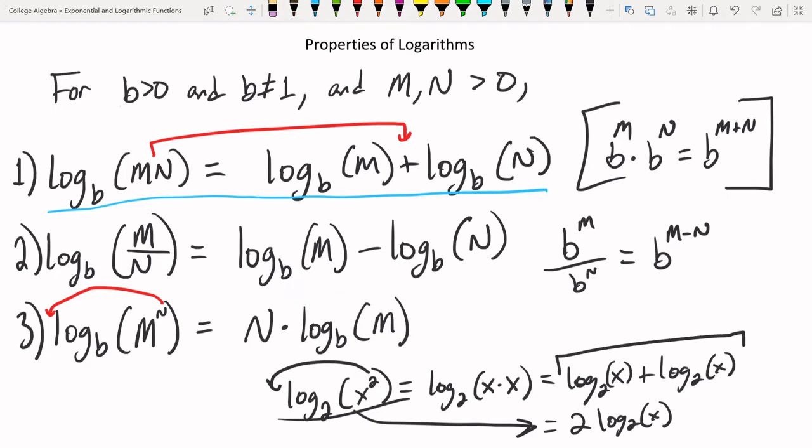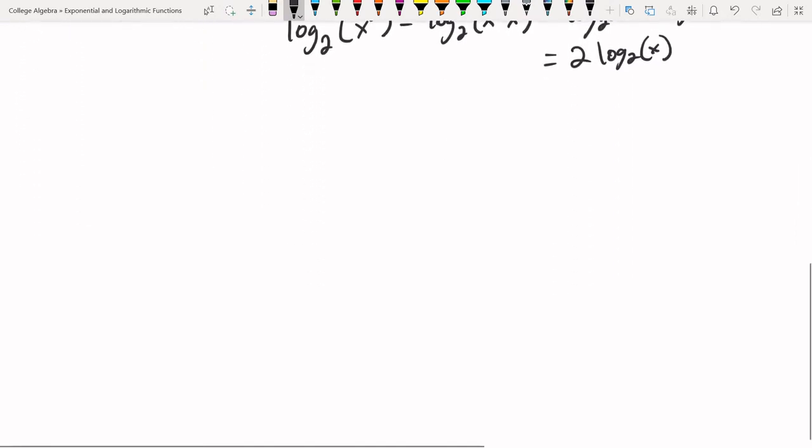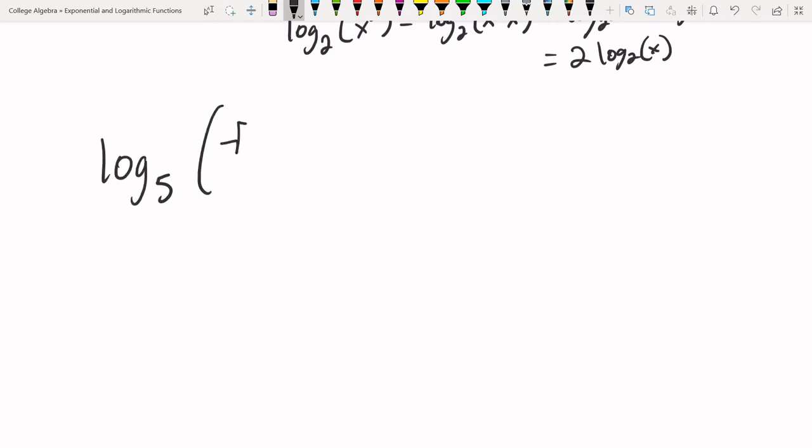So there's the three rules of logarithms. Just cleaning up here a little bit. And we're going to be using these in some problems to simplify the logarithm down. So for the first problem, we have log base 5 of the square root of x over 25. And for this problem, we want to expand this thing as far as possible.